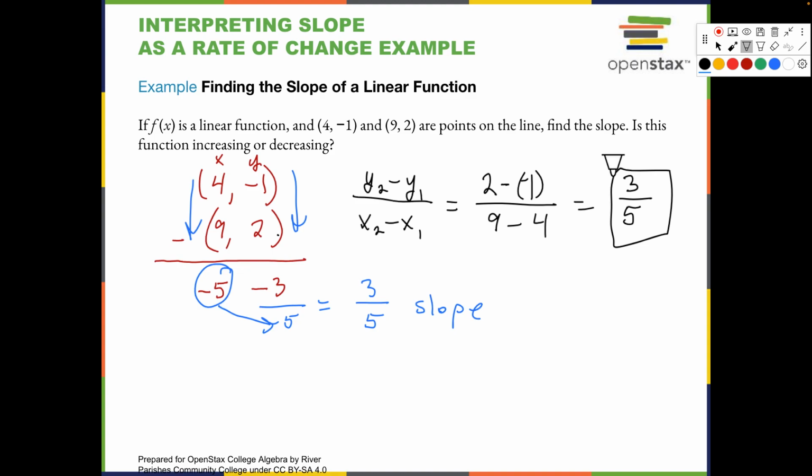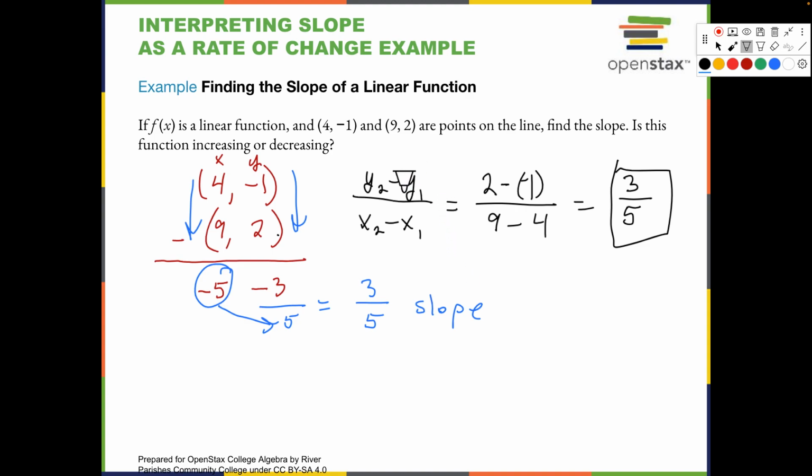So some people ask, is the order important? If I would have changed which was y2 and y1, as long as I change x2 and x1, we would have gotten the same answer. We would have got negative 3 over negative 5, which in the end becomes 3/5. Okay, so 2 methods. You use whichever one is most comfortable to you.